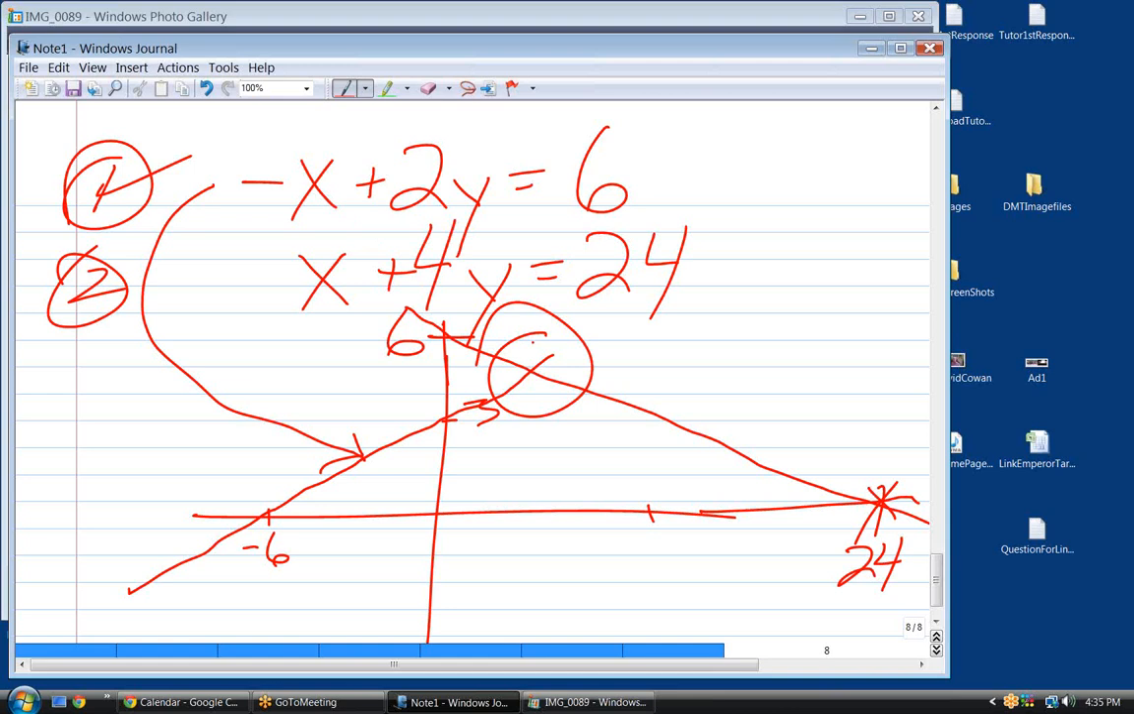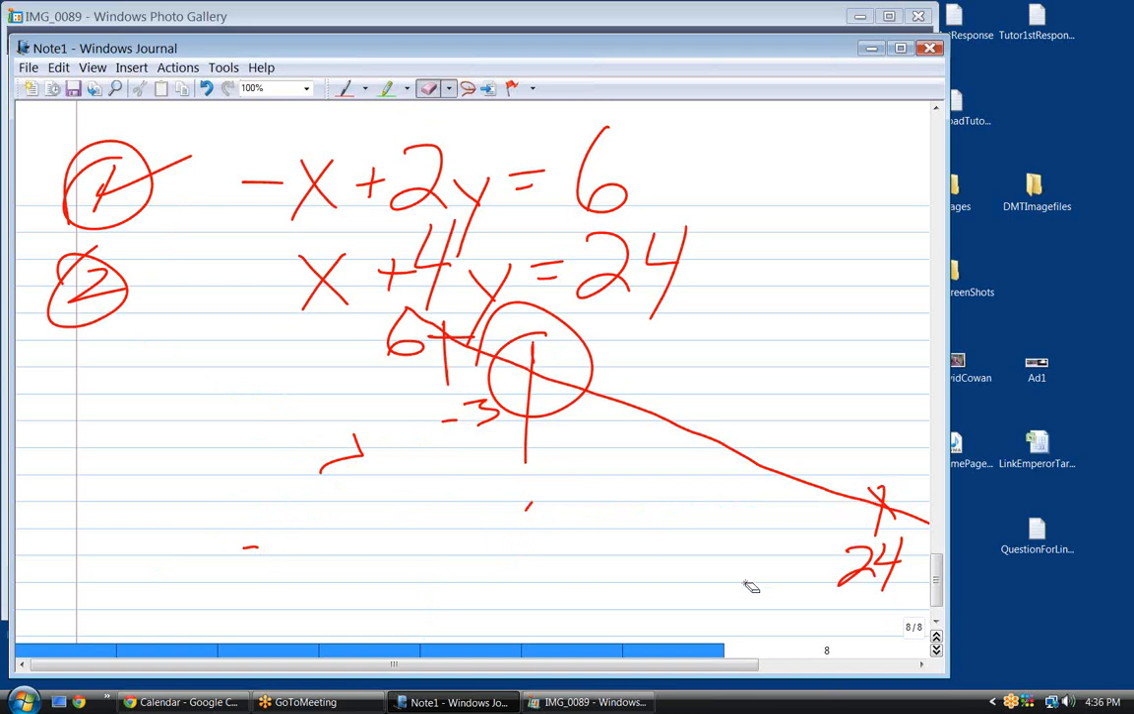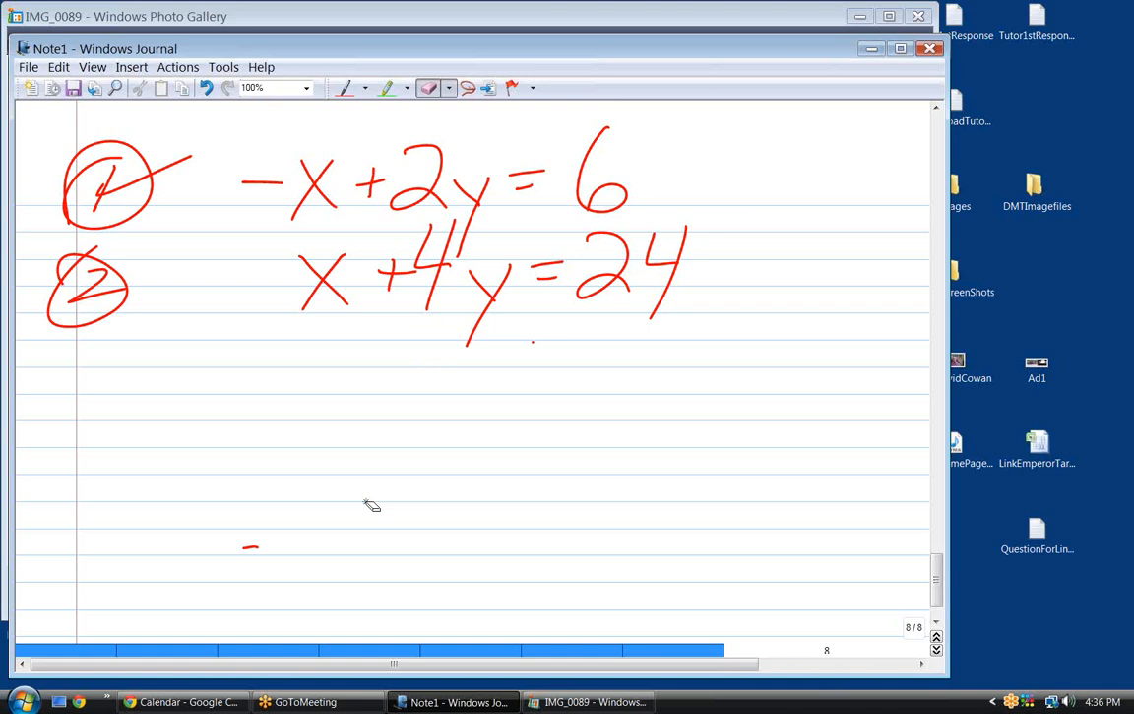It's not the easiest way to do it. Notice how much work I've had to put into it already just to graph it. And I still don't know the solution because I don't have grid paper and I don't know what the x and y coordinate are there. So let's solve it the way we just solved the others. As long as you understand what they mean by solving it graphically, that's okay. What's the easiest way to solve this?